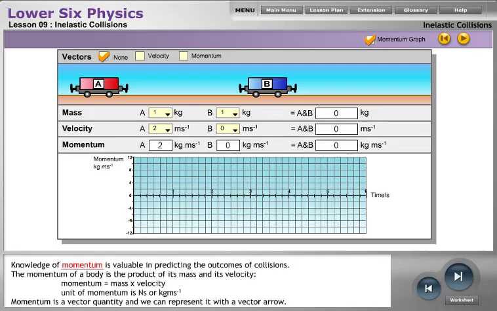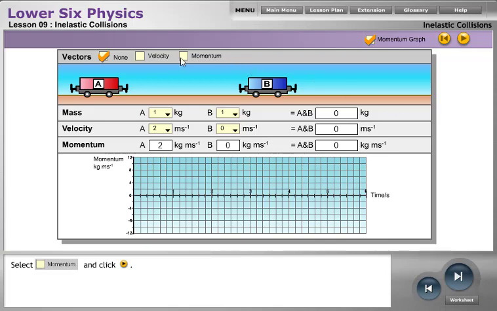Knowledge of momentum is valuable in predicting the outcomes of collisions. The momentum of a body is the product of its mass and its velocity. Momentum equals mass times velocity. The unit of momentum is newton second or kilogram meter per second. Momentum is a vector quantity and we can represent it with a vector arrow.